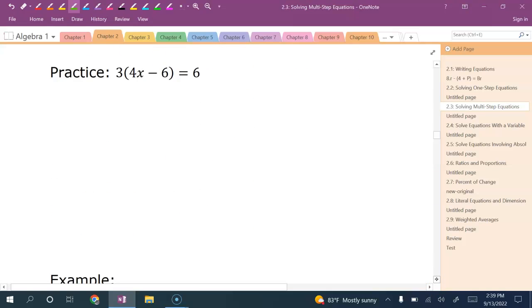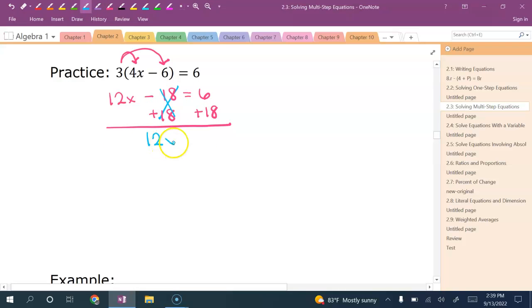Okay, so again, go ahead and pause the video here and try this practice problem. I would have just started by distributing, so it now says 12x minus 18 equals 6. Add 18 over. So it says 12x equals 24. Then divide by 12. You're going to get x equals 2.